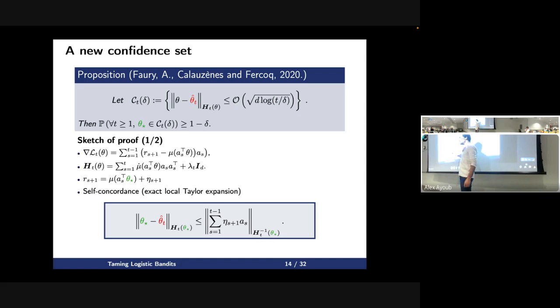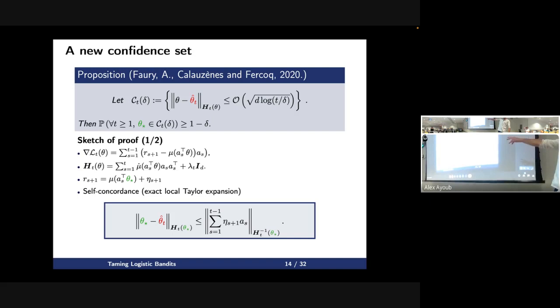the norm of interest by the norm of the sum of the noise re-weighted by the direction we've taken along the trajectory, and we want to control the norm of this in H_t minus one, so the inverse of the Hessian of the loss. Okay, so that's the martingale we have to control.